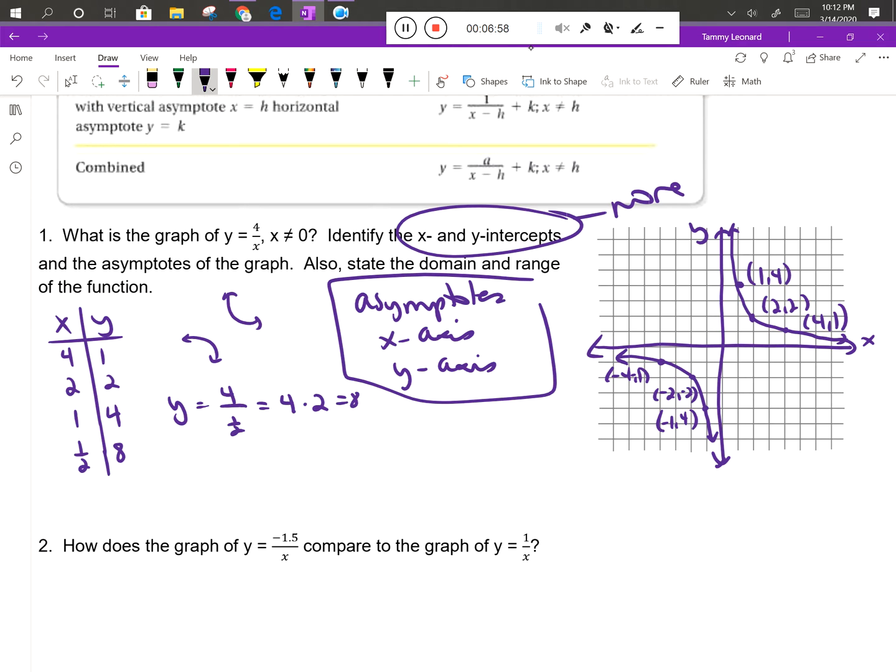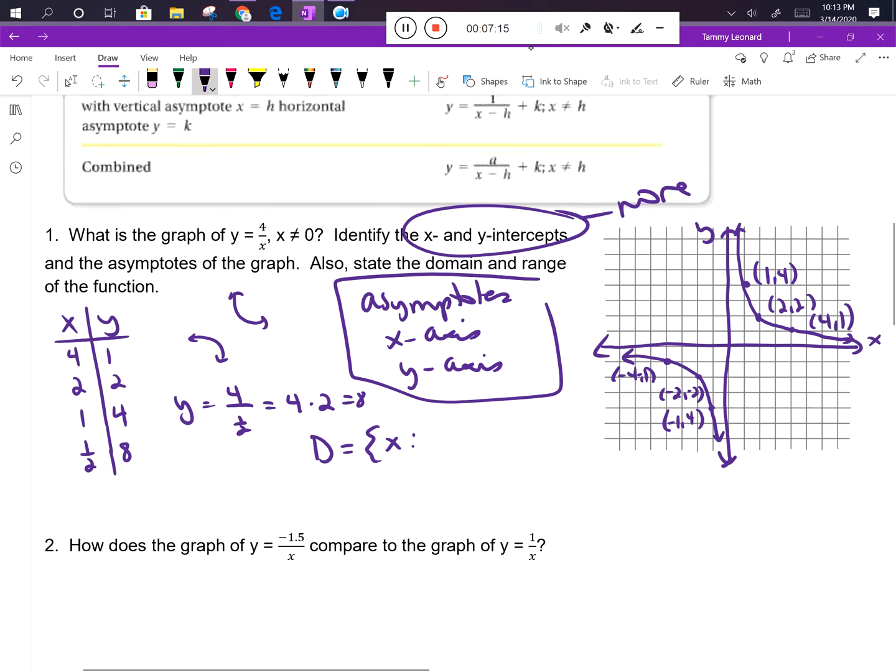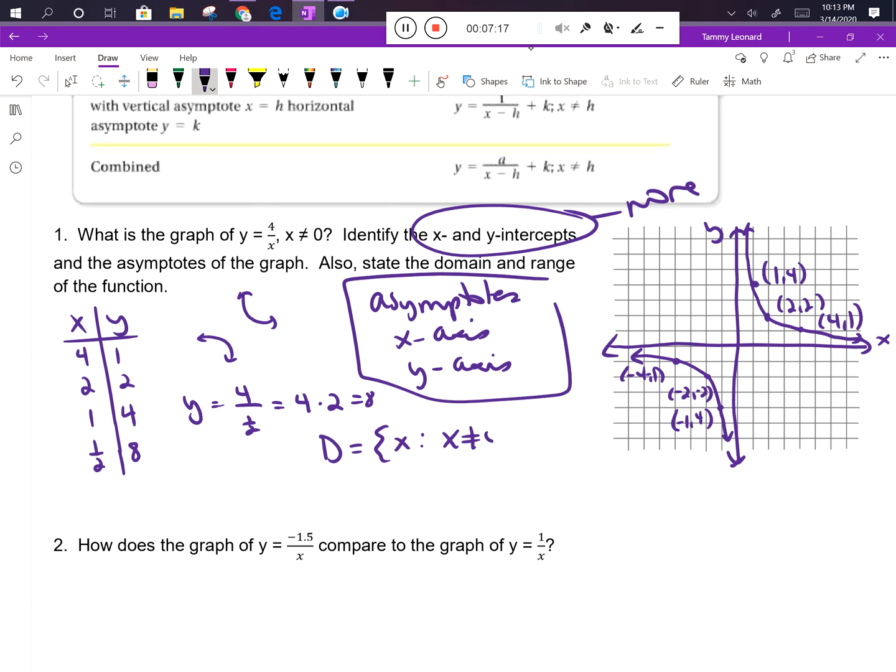Well, once you've determined the asymptotes of a function, stating the domain and range is just not that difficult because the asymptotes will point you in the right direction. So x can be anything except for 0 because we skip over the y-axis, the place where x is 0. So x is not equal to 0. And then the range is also everything except 0.